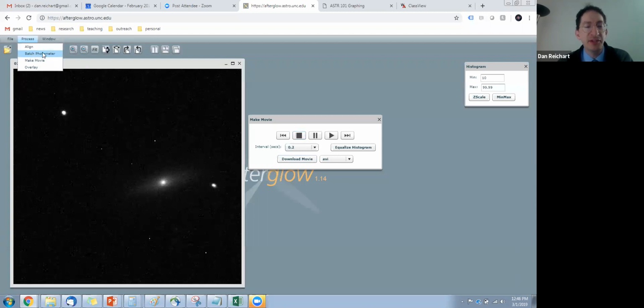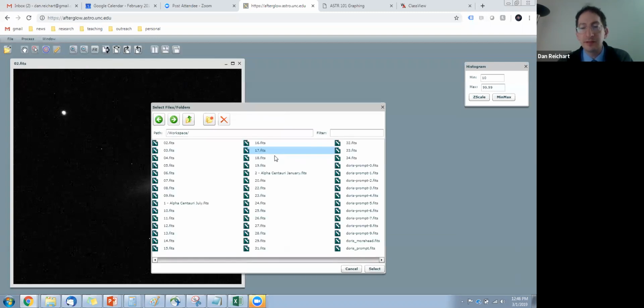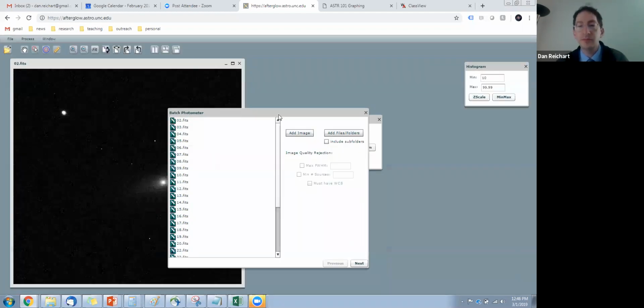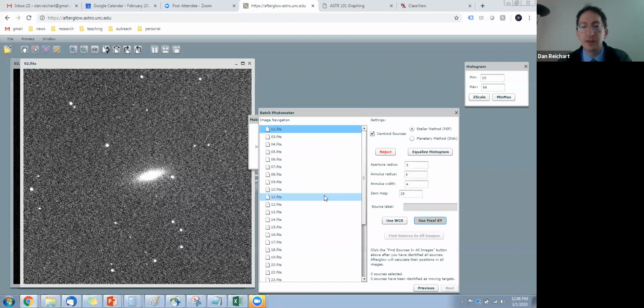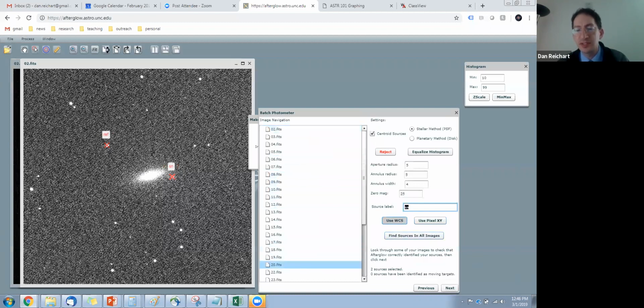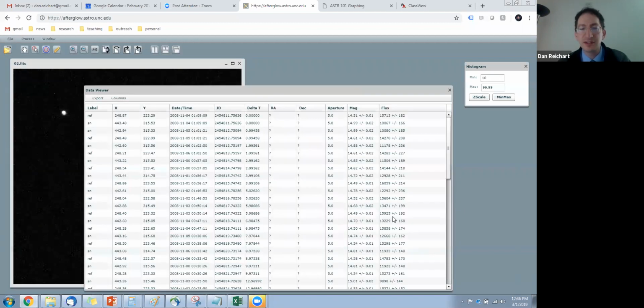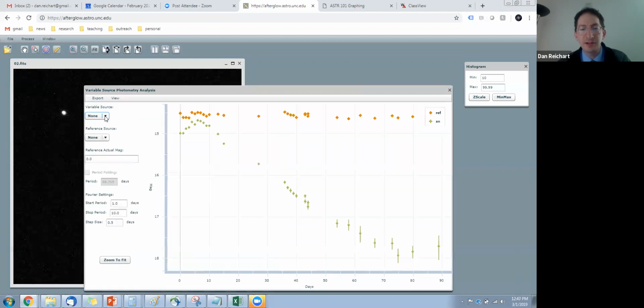So now we go to batch photometry. I'm going to add these files back in, minus those two Alpha Centauris we don't need. Okay, this is my reference star, REF. This is my supernova, SN. Use WCS, find sources in all images. Check another image, yep, still marked. Go to next. I got my data, which I'm going to go straight to the data analyzer.